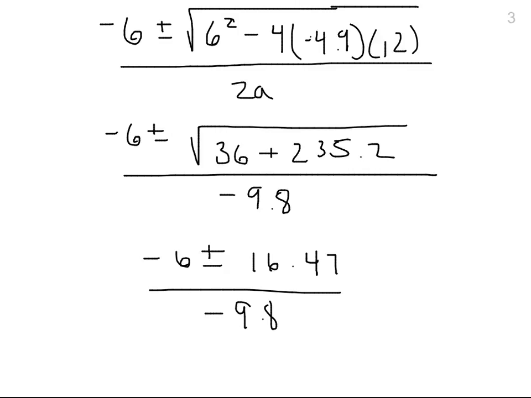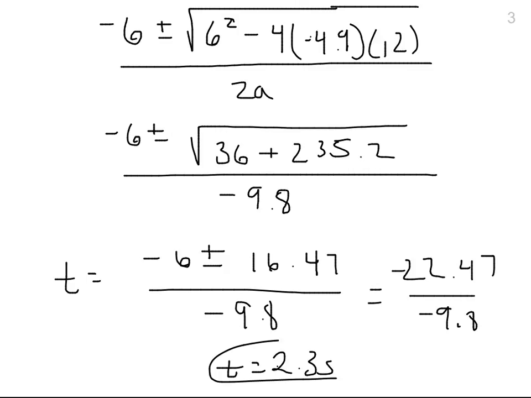I'm solving for time, so I need this to end up as a positive number. The only way to do that is to have a negative divided by a negative, so this is going to end up to be 22.47 divided by negative 9.8. 22.47 divided by negative 9.8, and I get 2.3 seconds, which agreed with what I got in the other example and is what I got before, so we're good.